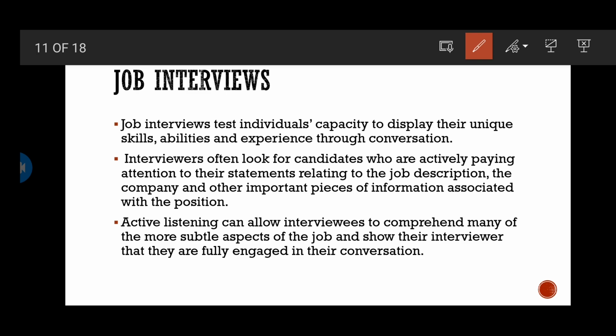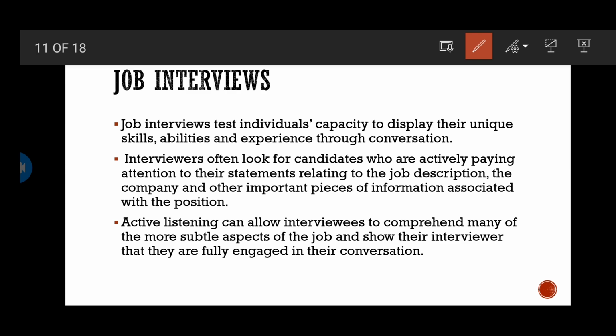Yeah, definitely. Job interviews test an individual's capacity to describe their unique skills, abilities, and experience through conversation, right? Interviewers often look for candidates who are actively paying attention to their statements while the interviewer is conducting the interview. If you show passive or disrespectful behavior towards the interviewer, then the interviewer won't even consider your job profile or portfolio, right? Yeah, there you should definitely perform active listening.